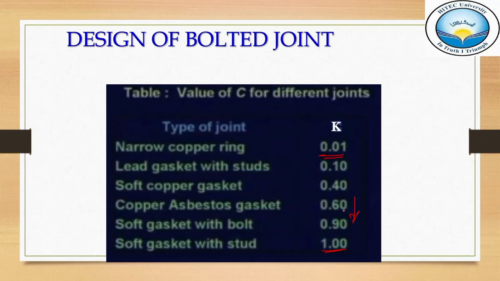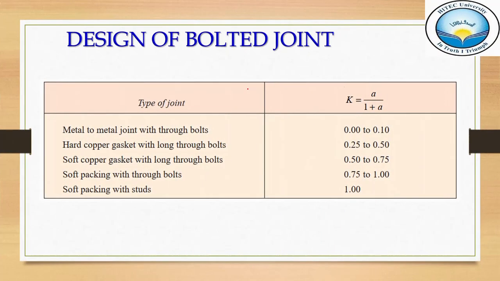This, by the way, is the table. I have taken it from one lecture, but in your book this table is also mentioned. It is a metal-to-metal joint with through bolts, with a value of 0.0 to 0.1. Hard copper gaskets with long through bolts is 0.2 to 0.5. Soft copper gasket with long bolts is 0.5 to 0.75. Soft packing with bolts is 0.75 to 1, and soft packing with studs is nearly equal to 1.